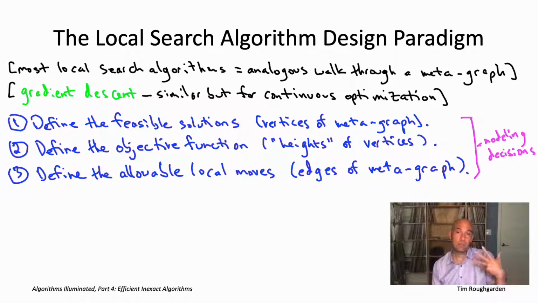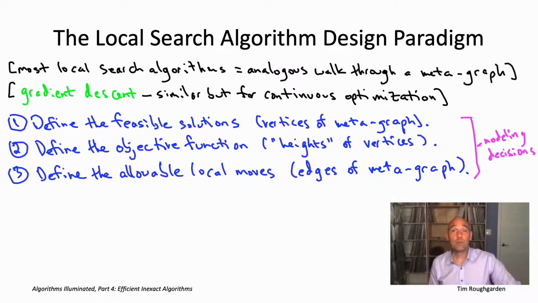Your first 2 steps are basically defining the problem precisely. What's allowable? So what are the feasible solutions? And what is it you want? What are you trying to maximize or minimize? And then, of course, before running local search, you have to say what local search is allowed to do. That is, what are the allowable local moves?